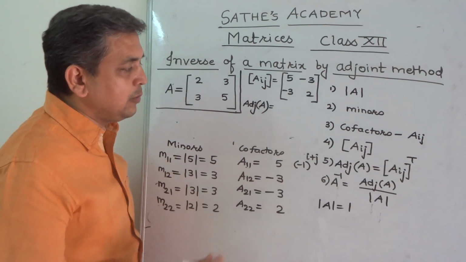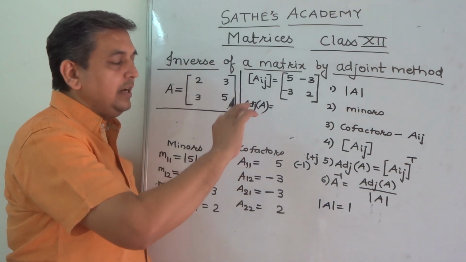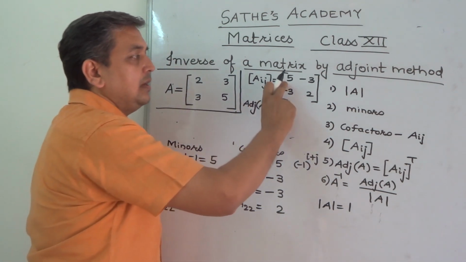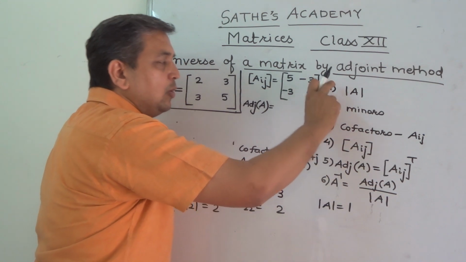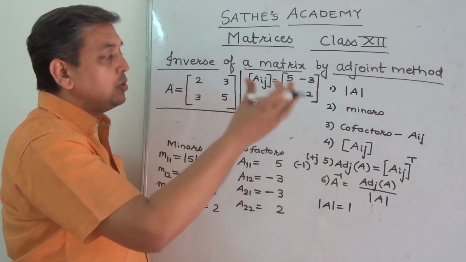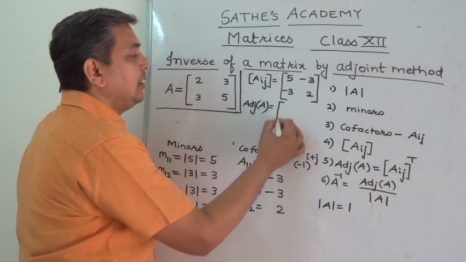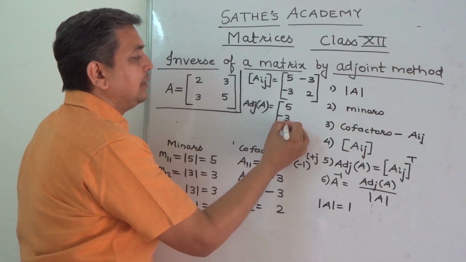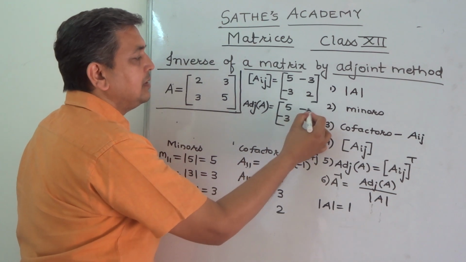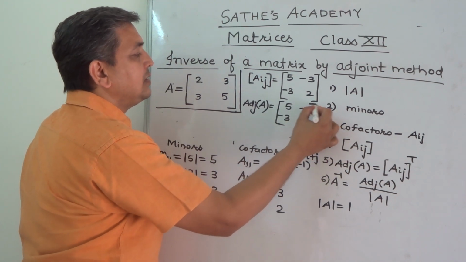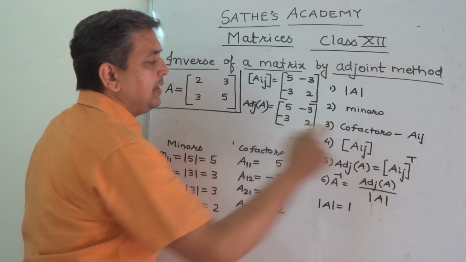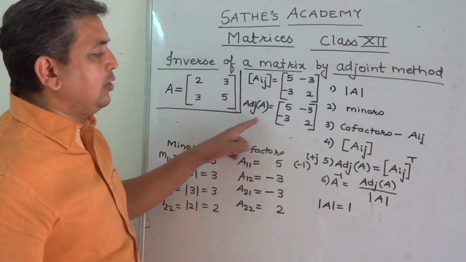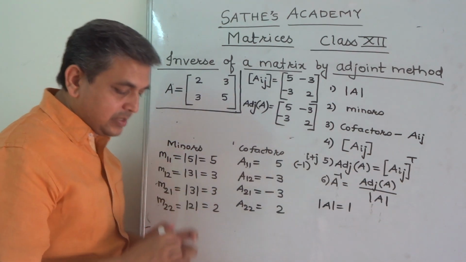How to find the transpose? In the transpose we interchange rows and columns. This first row becomes the first column. We convert rows into columns. The first row becomes the first column, and the second row becomes the second column. This is the transpose of a matrix. So we have got the adjoint of A, and then the last step.